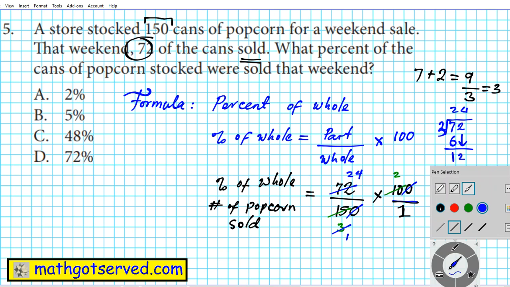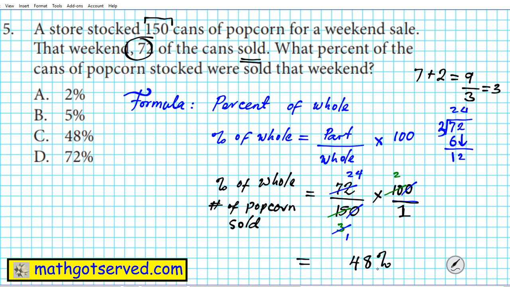Now what we are going to do is multiply 24 by 2. So 2 times 4 is 8. 2 times 2 is 4. Our answer is 48%, which represents the percentage of popcorn that was sold that weekend. Our answer to question 5 is option letter C.